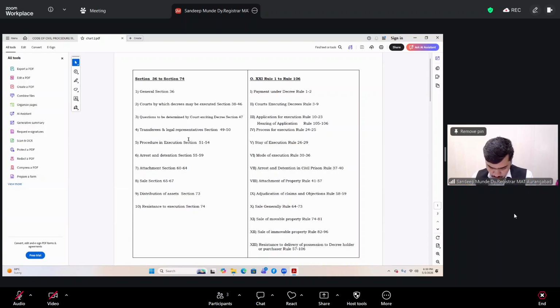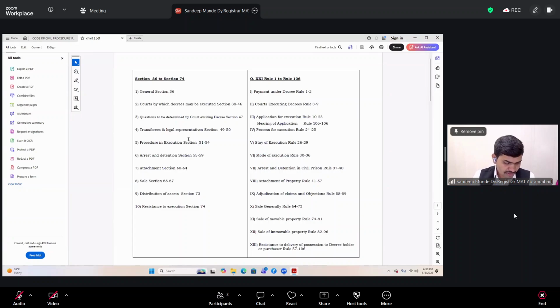Section 38 reads, courts by which decrees may be executed. A decree may be executed either by the court which passed it, the court which passed the decree being competent to execute it, or by the court to which it is sent for execution. Only two courts are competent to execute the decree: the first is the court which passed the decree, and the second is the court to which it is sent for execution. If there is a transfer of the decree from one court to another, that court will get the jurisdiction to execute the decree. So Section 39 deals with the transfer of decree.